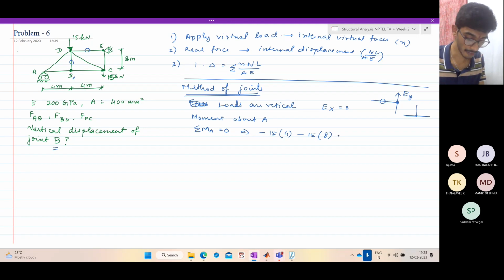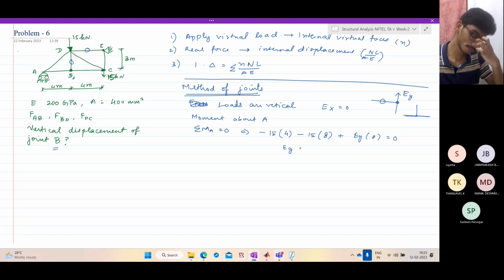Ey we are assuming upwards. So plus Ey into 8 equal to 0. So what is this? We get Ey as... no, wait, we'll get 15 plus 7.5, which is 22.5.